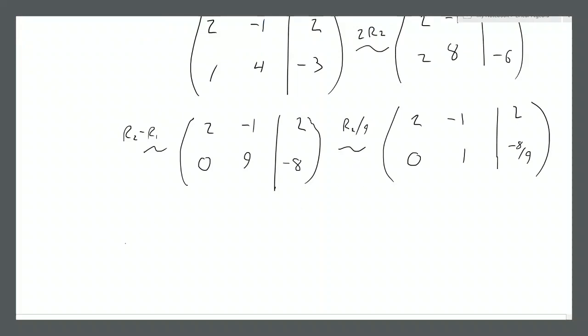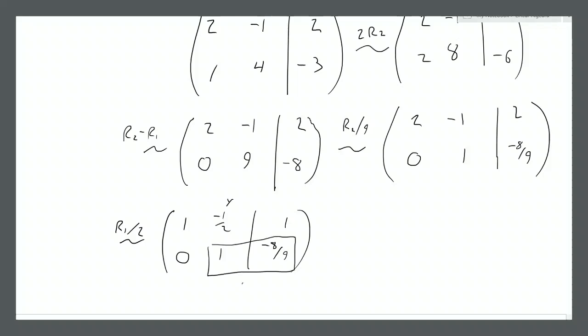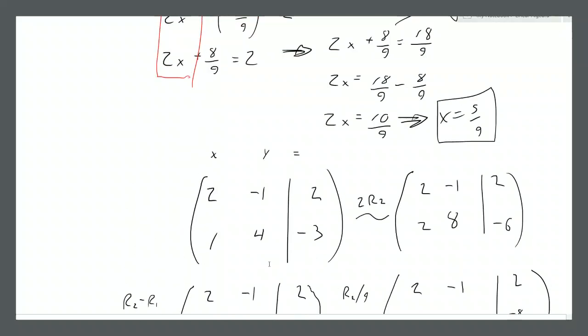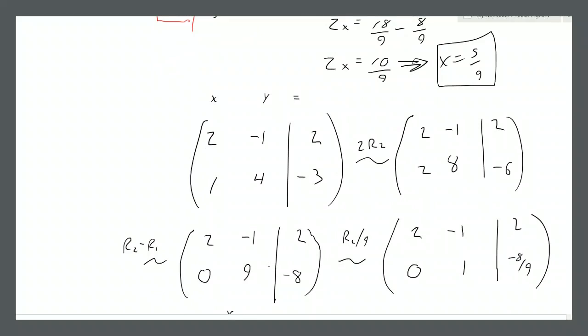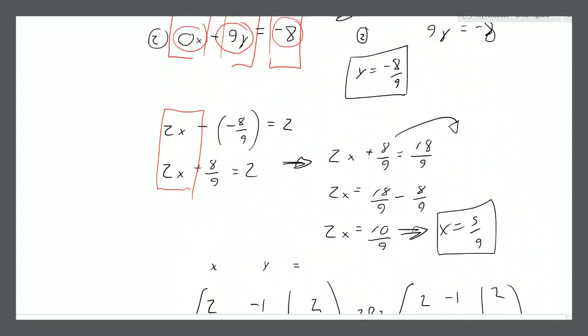So if we want to be more strict with row echelon form, we're also going to have to take row 1 and divide it by 2. So we have 1, negative 1 over 2, and 1. And then we have 0, 1, negative 8 over 9. Okay, so that's row echelon form. From that we know what y is, right? Because if you remember, this is the y column. So we know that y equals negative 8 over 9. We can then plug it into our equation for x right at the top here, right? 2x minus y equals 2, just like we did right here.